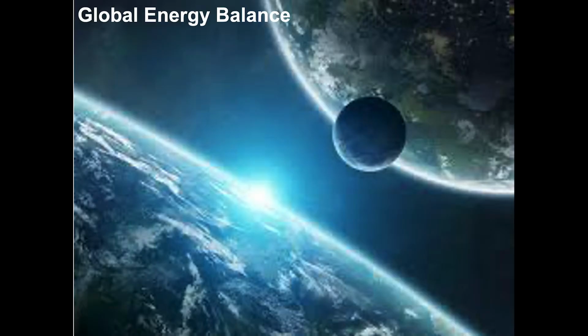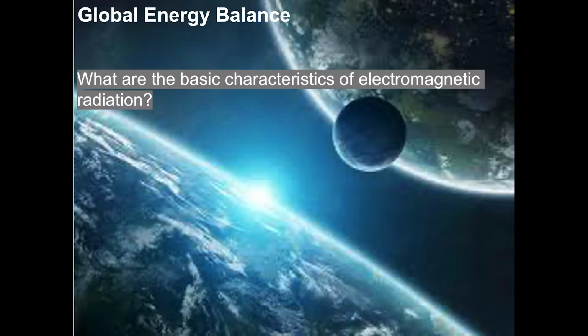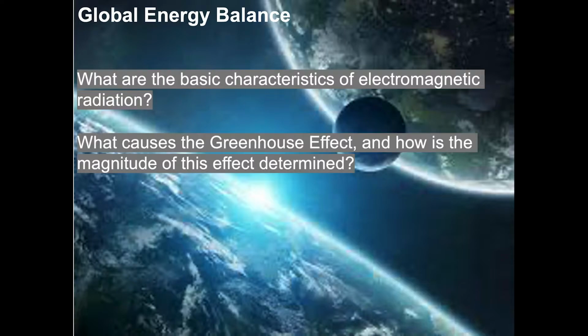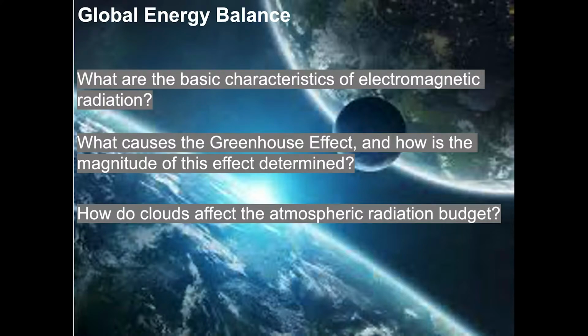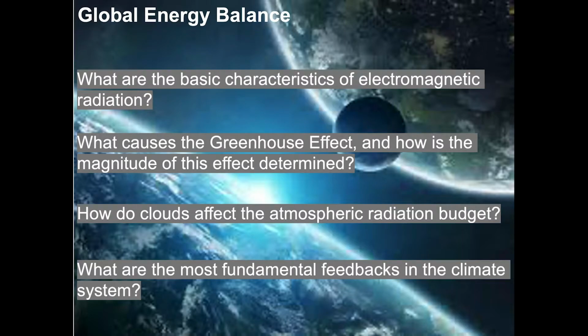Some things that are important to know concerning the global energy balance include: what are the basic characteristics of electromagnetic radiation? What causes the greenhouse effect, and how is the magnitude of this effect determined? How do clouds affect the atmospheric radiation budget? What are the most fundamental feedbacks in the climate system? These are things that we'll be discussing over the next several lecture segments.